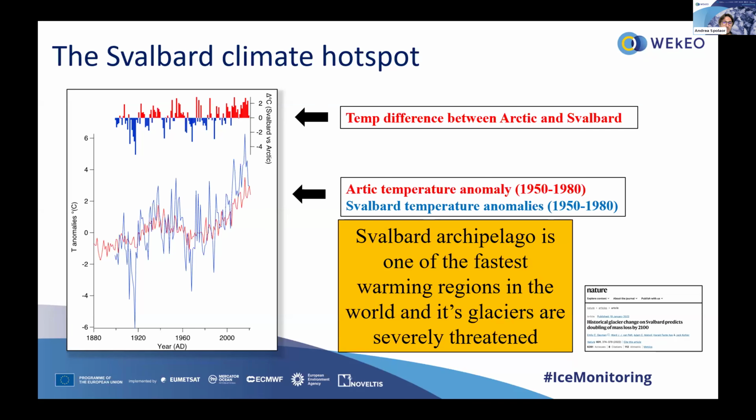So, as I say, it is one of the fastest warming regions in the world, and this rapid temperature increase also affects the glaciers, I mean, all the glaciers that are present in the archipelago.